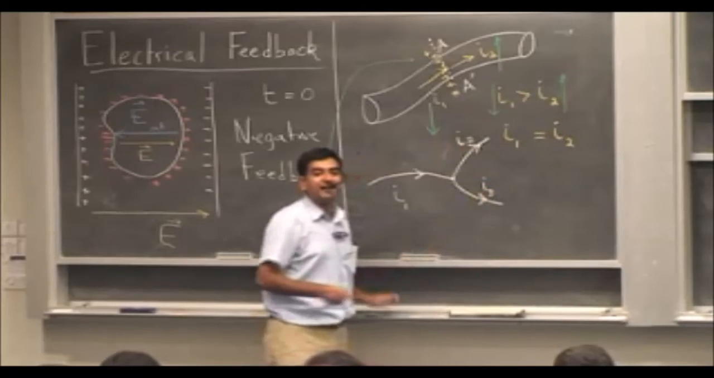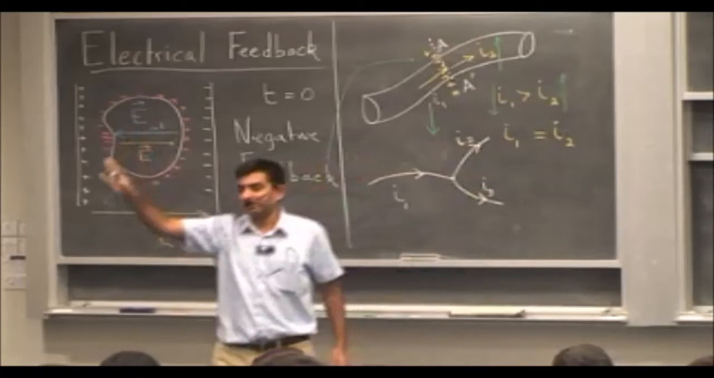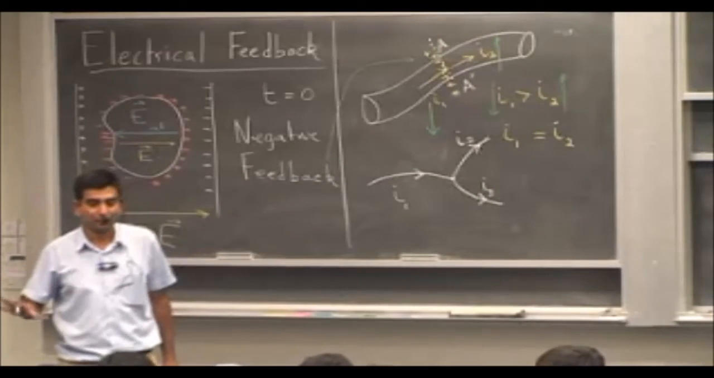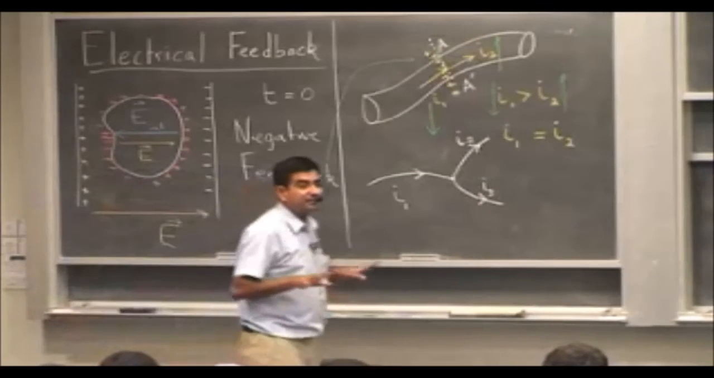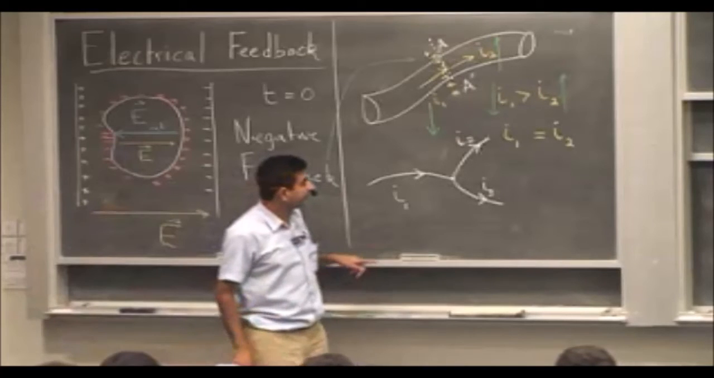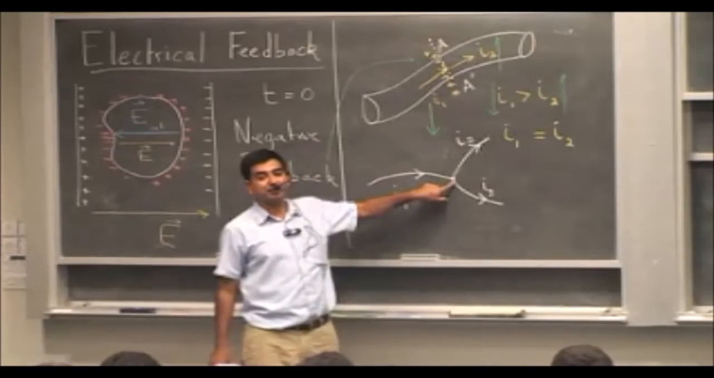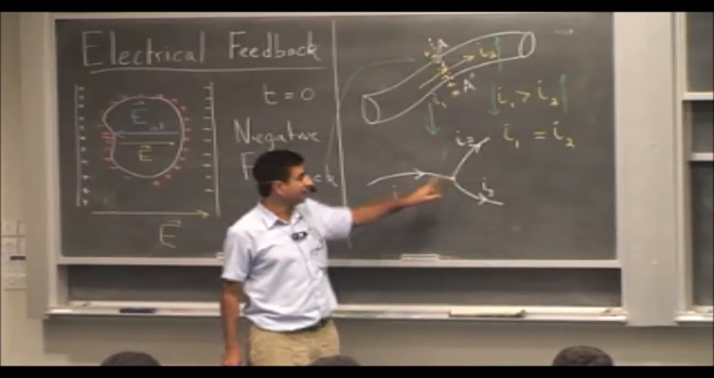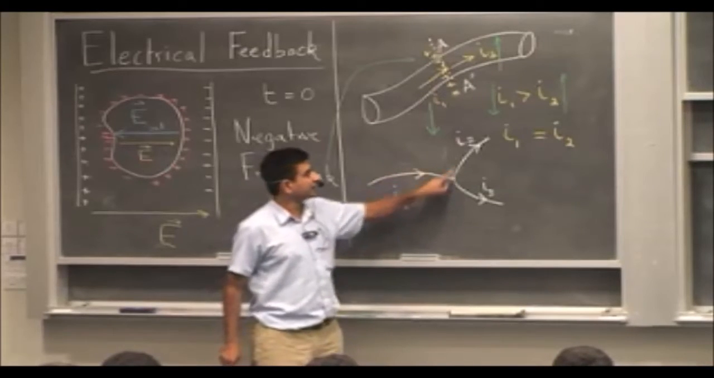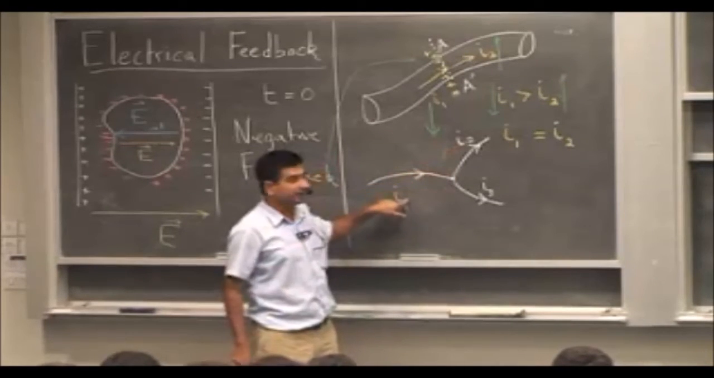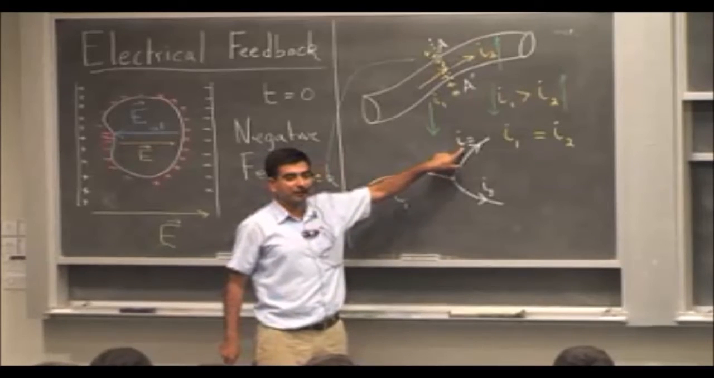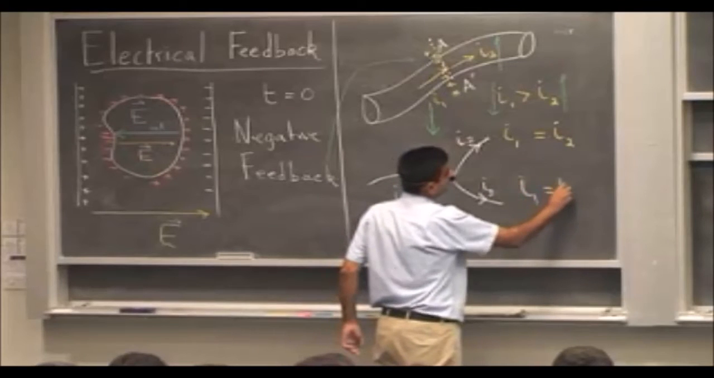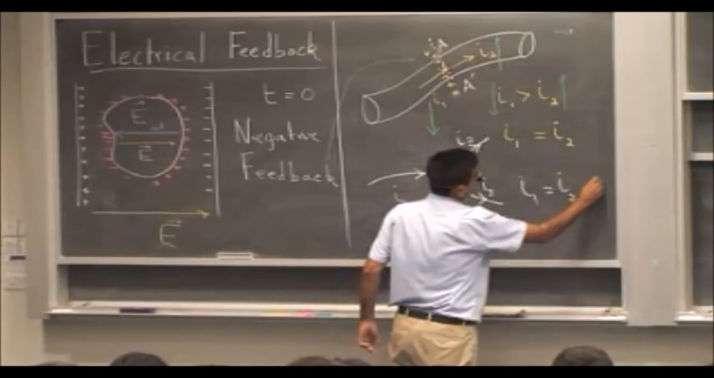Steady state means that whatever charge has been built up does not change with time. Okay? So if steady state has been achieved, then no charge can be built up or depleted at this node, and that can only happen when the current coming in equals the current that's going out. So the current coming in is I1, the current going out is I2, I3. So I1 must equal I2 plus I3.